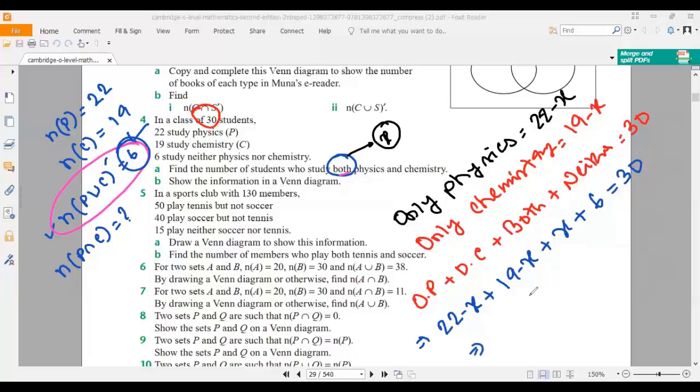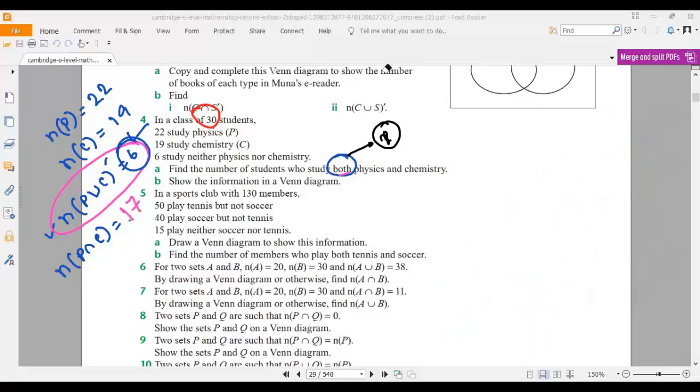Now, we need to solve this one. Here, we can cancel X and X. 22 plus 19 plus 6: 19 plus 6 is 25, plus 22 is 47. Minus X equal to 30. So what will be the value of X? That will be 47 minus 30 equal to 17. So the number of the students who study both physics and chemistry will be 17.